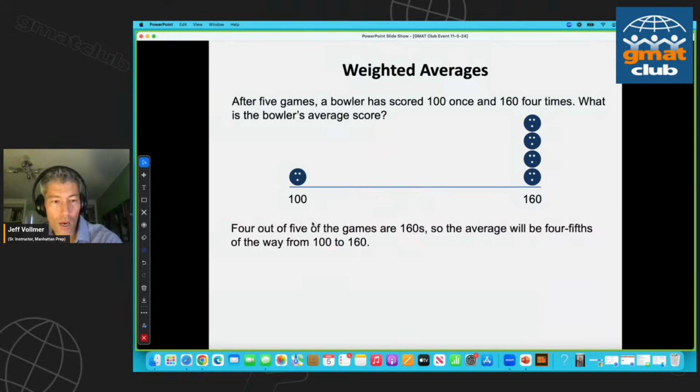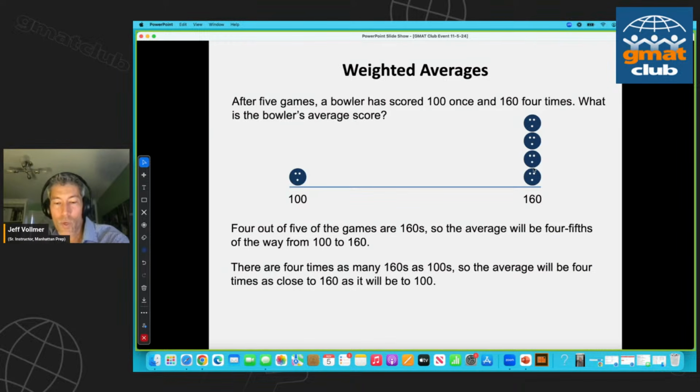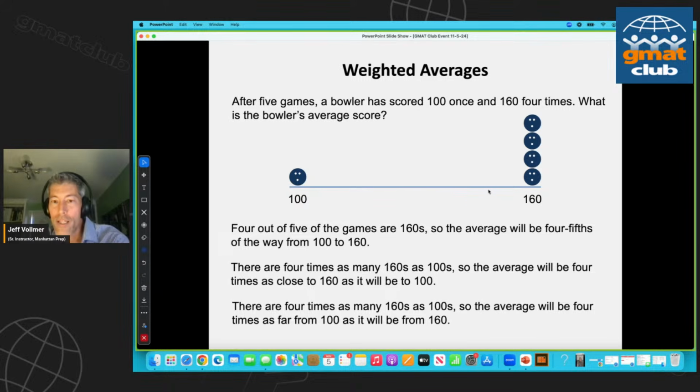Or you could say, well, of the 5 games, 4 of them are at 160. So the average should be 4/5 of the way from 100 to 160. From 100 to 160, that's a distance of 60. What's 4/5 of 60? And that's where the average should sit, on the way from 100 to 160. Similarly, you could just say, there's 4 times as many 160s as 100. So the average will be 4 times as far from 100 as it is to 160. And so that would be 148. Yeah. So how would I do this last one?